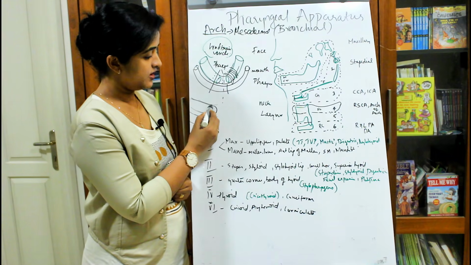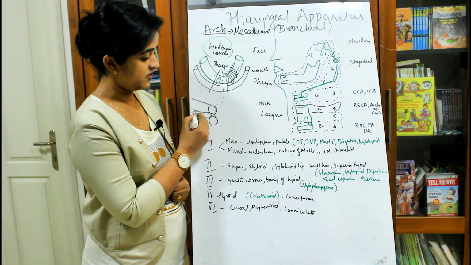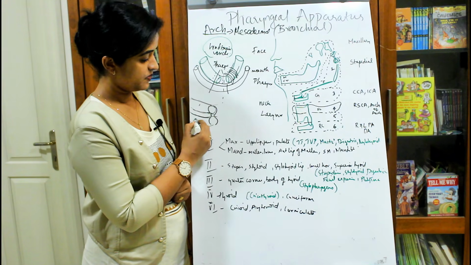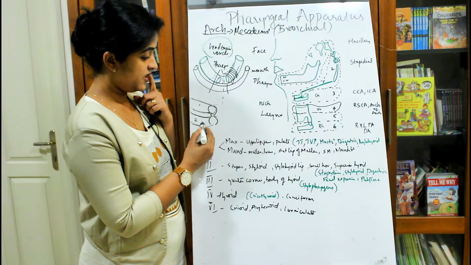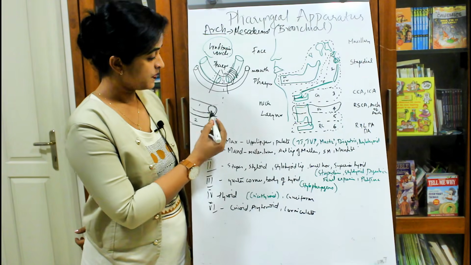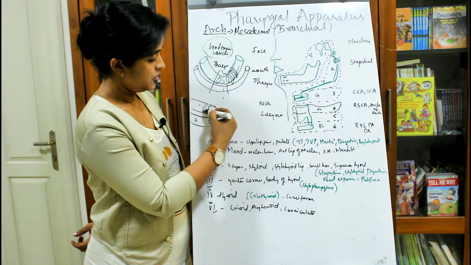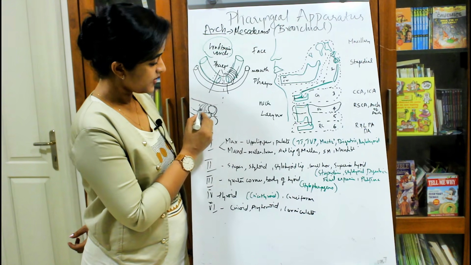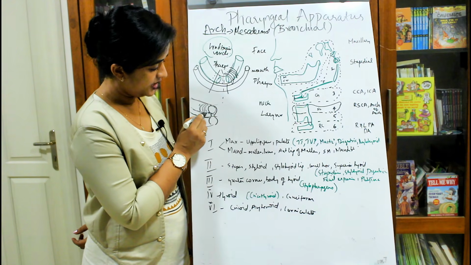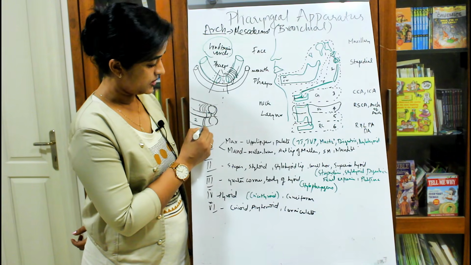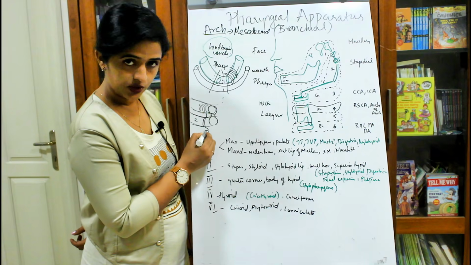If you consider this as the first arch, cross section of the first arch, here you have the second arch. Can you make out? So this is the first arch and this is the second arch. From the outer aspect, you can see the ectoderm covering. And the ectoderm actually dips into the groove, and again it covers the next arch. Again it dips into the groove.